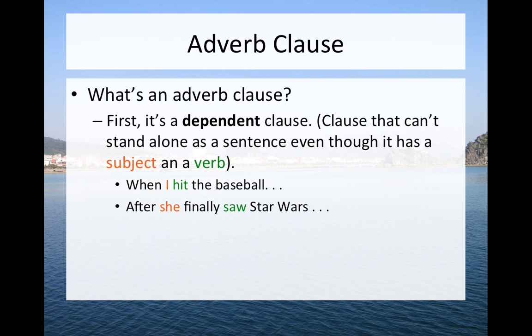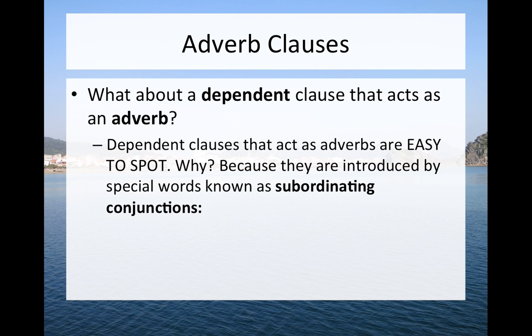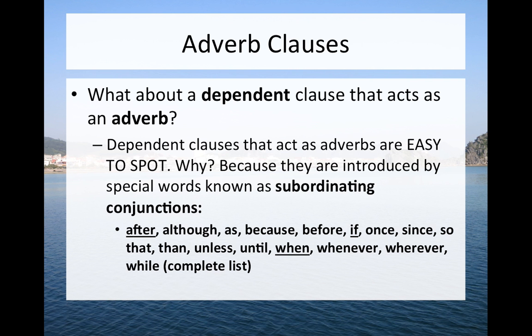Or after she finally saw Star Wars, again, a subject and a verb, but that's a dependent clause. It can't stand alone. Or if the teacher doesn't arrive by 8:20, again, these are all dependent clauses. So what about a dependent clause that acts as an adverb? Still, how do you tell what an adverb clause is? In this case, dependent clauses that act as adverbs are very easy to spot. Why? Because they are introduced by special words known as subordinating conjunctions. I'll provide a list of subordinating conjunctions to you in class, but here are a few examples. So let's look at the ones I underlined, including after, if, and when.